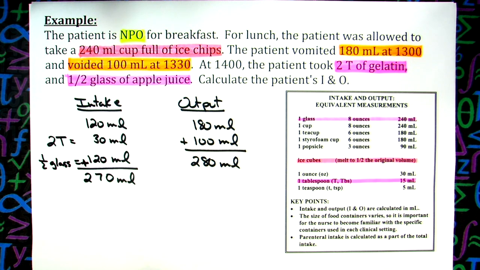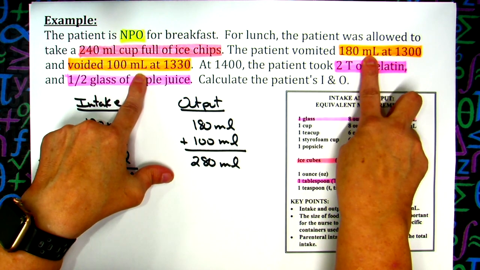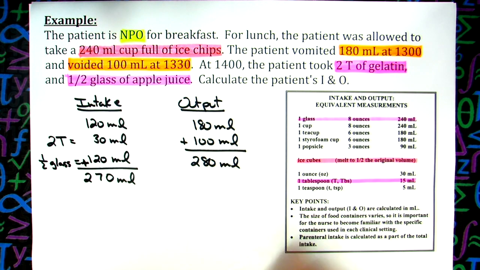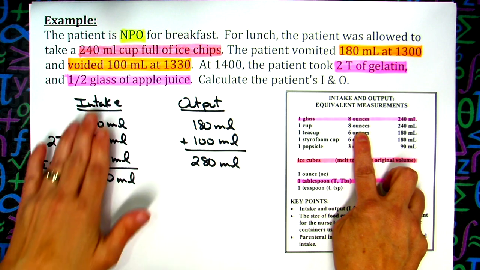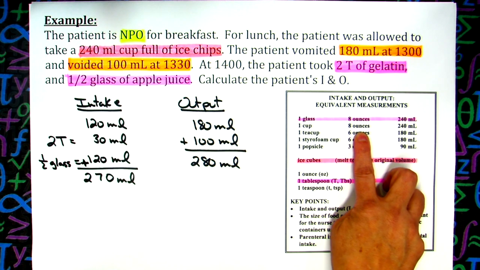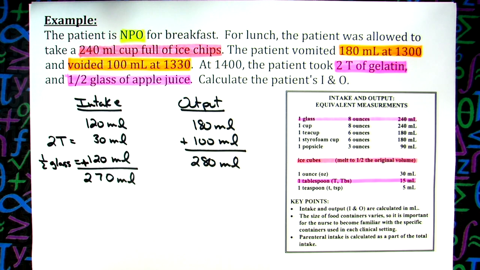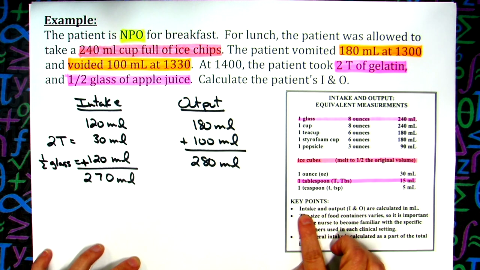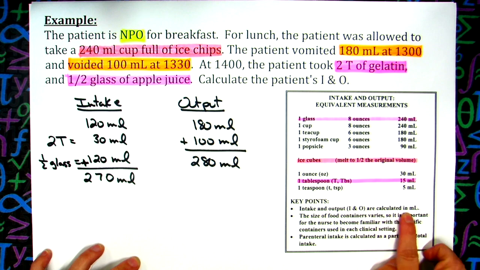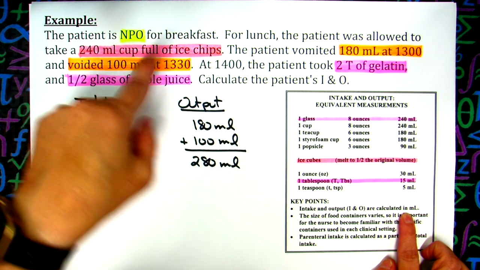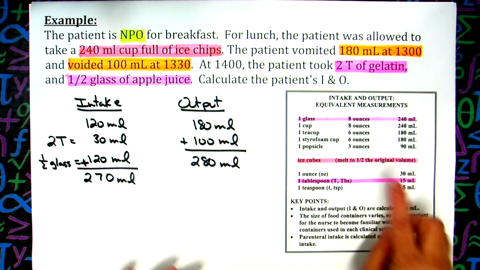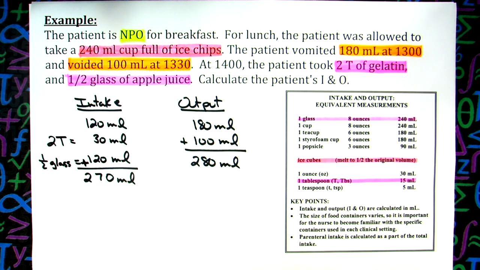They can make this question a little bit more challenging if they don't give these to you in milliliters. They could give things to you in ounces. They wouldn't have to say a half a glass of apple juice; they could give it to you in ounces. Down here in the key points, intake and outputs are calculated in milliliters, so that's something you should know. If they give you things in your question that are in ounces, you're going to have to do some conversions to get them into milliliters.